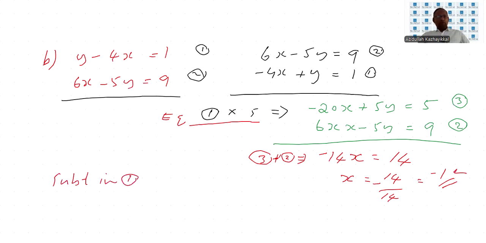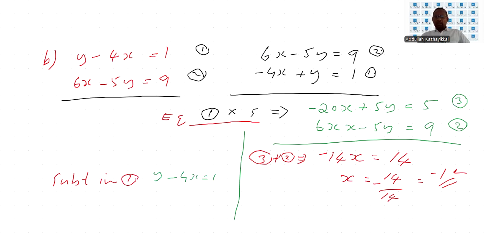Equation 1, can I write y minus 4x? Y minus 4x is equal to 1. Do you agree with this? Y minus 4x is equal to 1, correct? Because minus 4x plus y is equal to 1. That means y minus 4x is equal to 1.